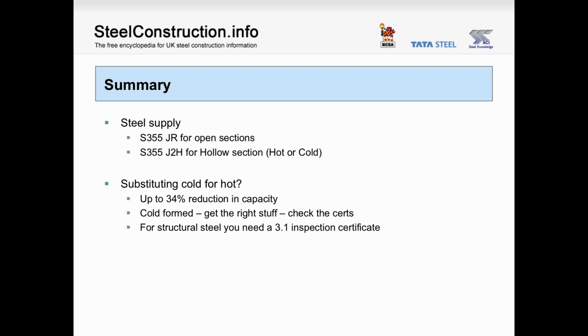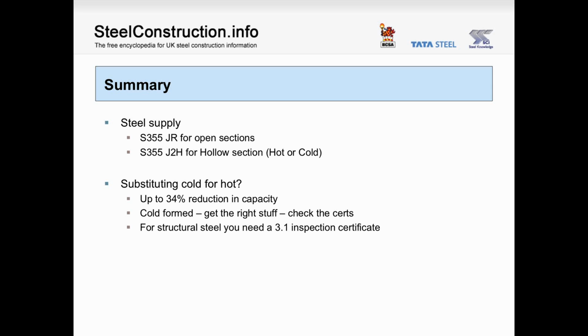To summarise then, the Tata mills on Teesside have switched to S355 GR as the standard feedstock, and so open sections will generally only be available in this grade. Structural hollow section is only available in S355 J2H, whether hot finished or cold formed. If you're asked to replace a hot finished hollow section with a cold formed hollow section, check the design, because in the worst case there could be a reduction in capacity of over 30%.